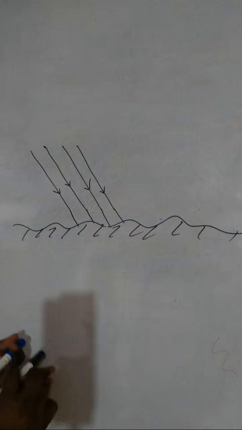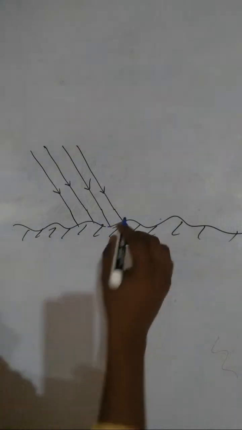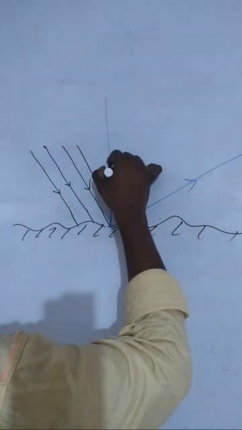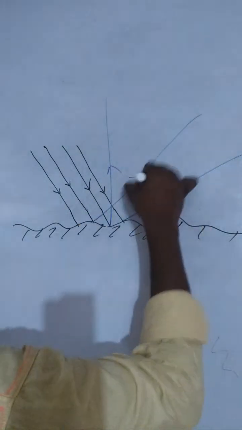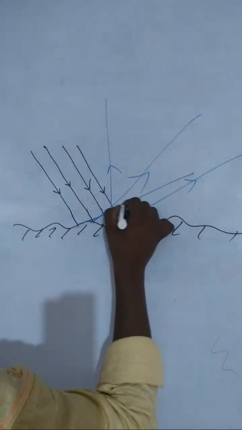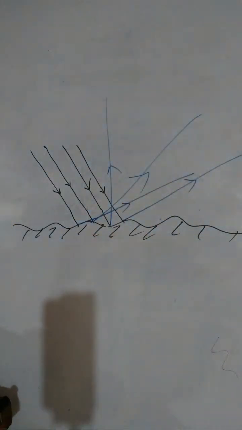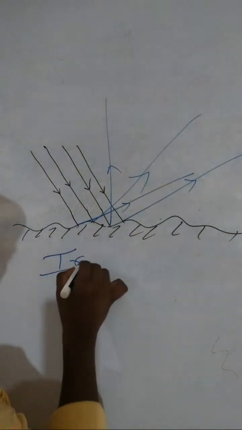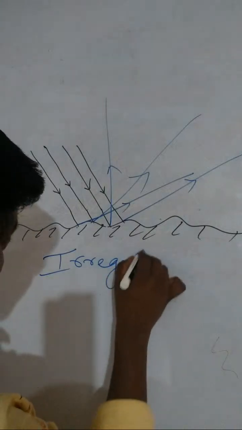The reflected beam is not parallel, so it moves in different directions. This goes in one direction, another in a different direction, and we can take more like this. It is not parallel, so it moves in different directions. This is called irregular reflection.